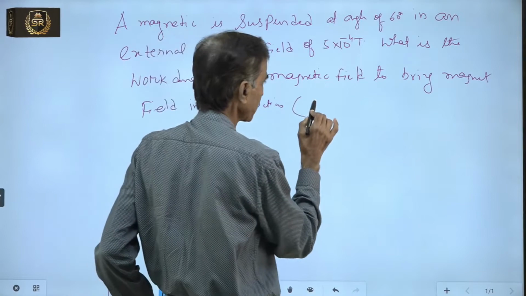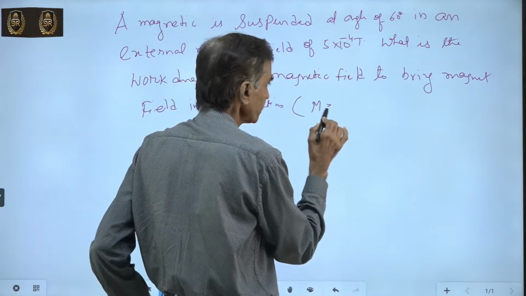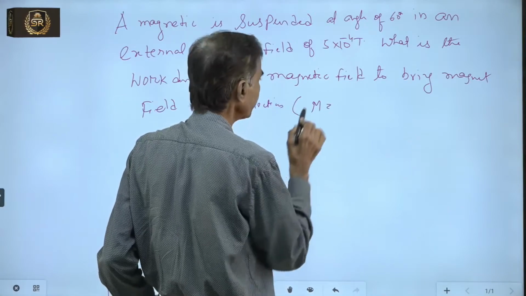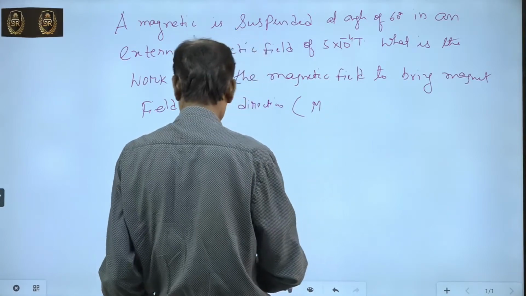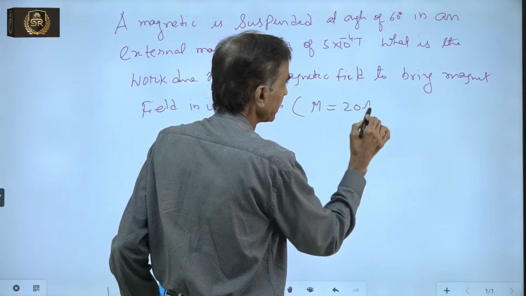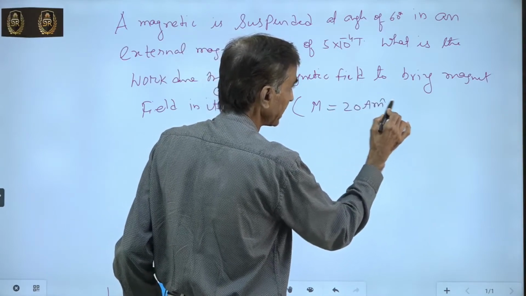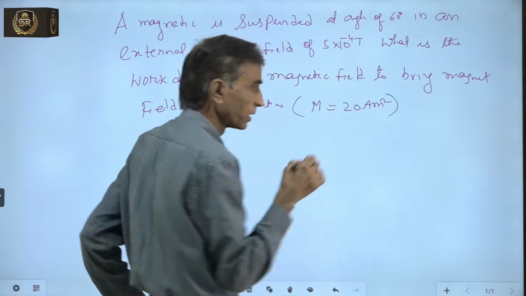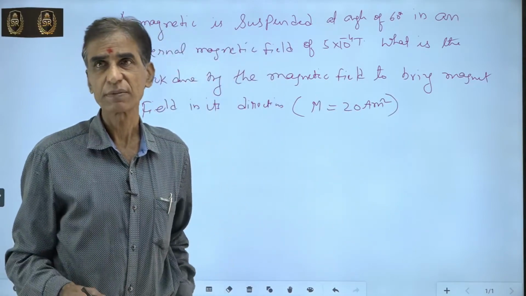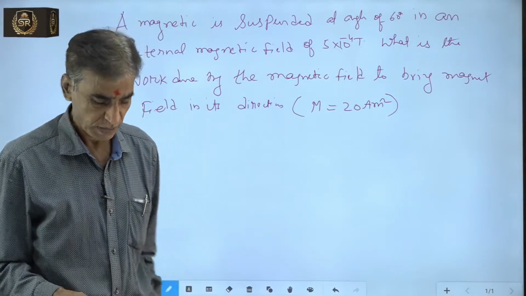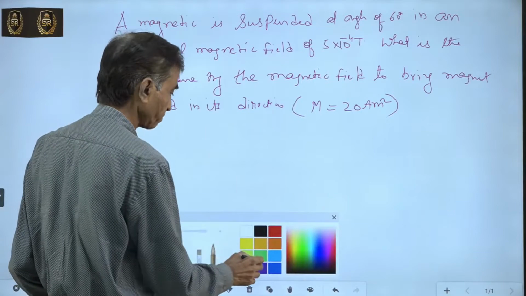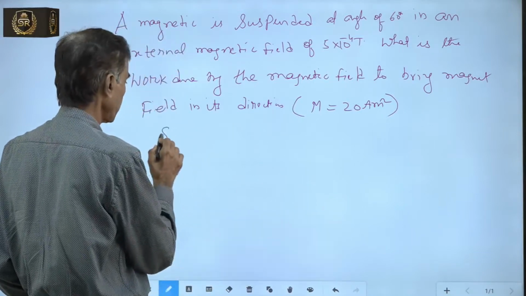Magnetic moment M of the magnet is 20 ampere meter square. So, the direct application of formula, I told you already. Directly we have to apply the formula here. So, for that, solution.